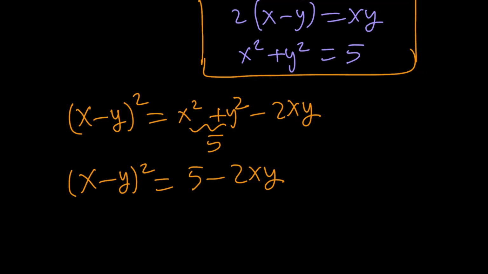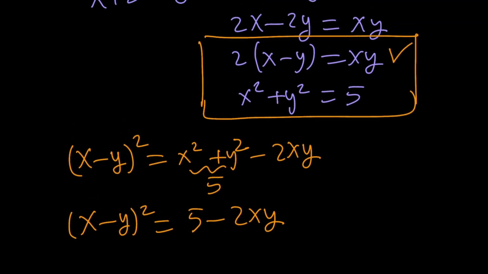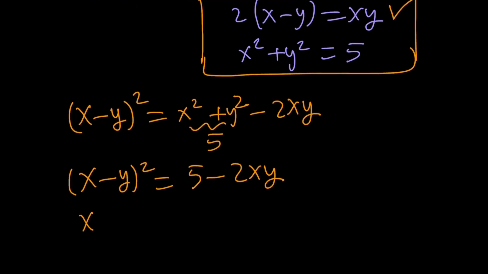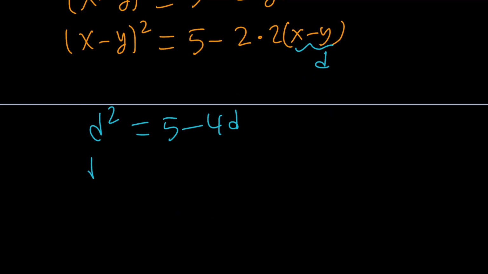Now, along with this, we have another equation that relates xy and x minus y, which is this one. So let's go ahead and put it together. I can basically replace xy with 2 times (x minus y). So (x minus y) squared equals 5 minus 2 times xy, which is 2 times (x minus y). If you want, you can call this d for difference. Since that's a difference, we can write it as d squared equals 5 minus 4d. And then d squared plus 4d is equal to 5.